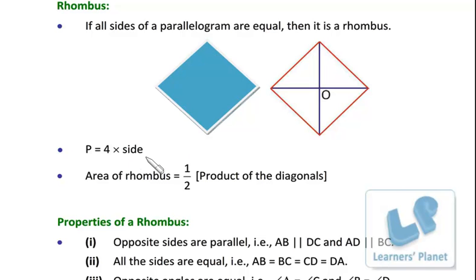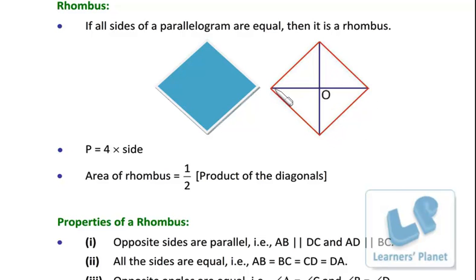The perimeter, as usual, is 4 into side, because all four sides are equal. Then the area of the rhombus is half the product of the diagonals, okay? So that is the area of a rhombus. Now what are the properties? Opposite sides are parallel. This side is parallel to this side, all the sides are equal. Opposite angles are equal, as I've already told you, and diagonals bisect each other, right?